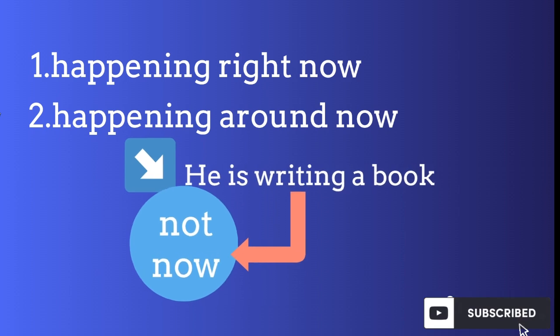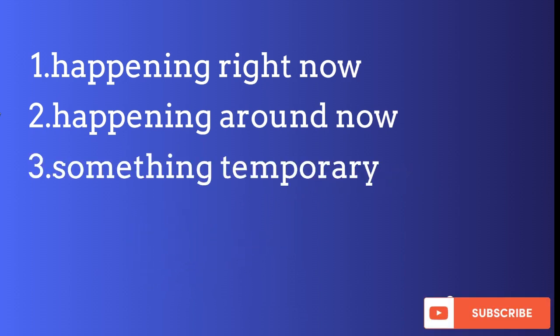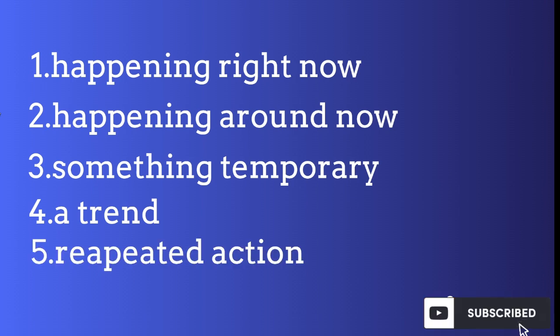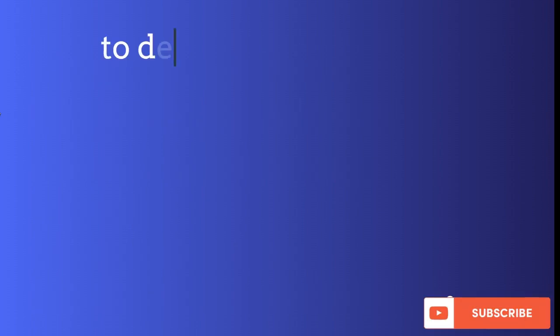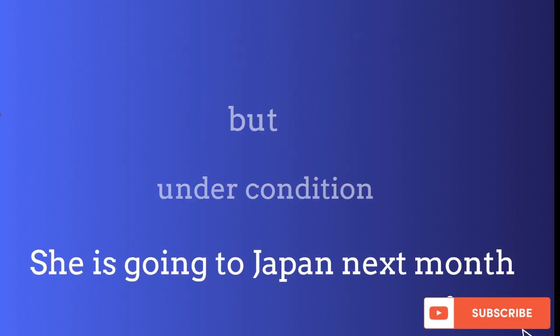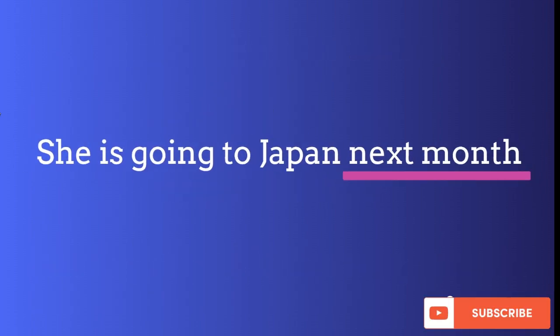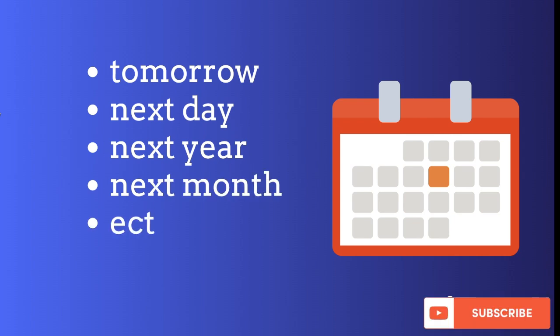Or we can use this to talk about something temporary, or we can talk about a trend, or a repeated action, or to describe the near future under a few conditions. For example, she is going to Japan next month. Next month is the condition here. When discussing the future, always use some kind of hint like tomorrow, next day, and so on.